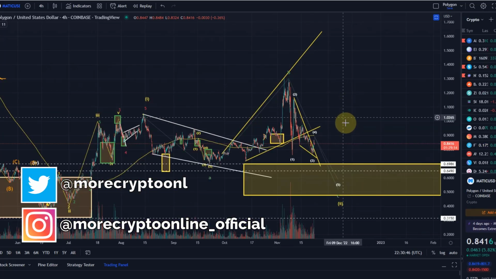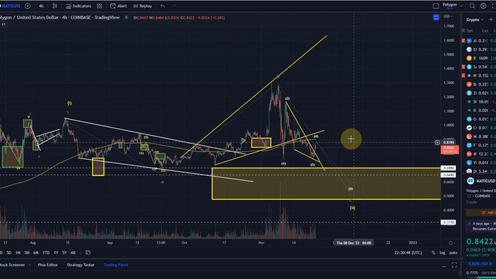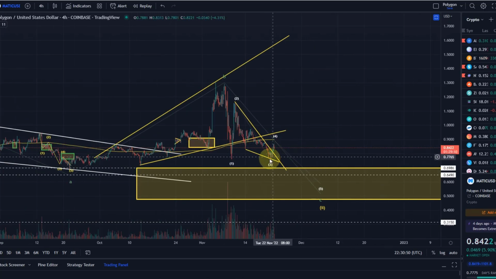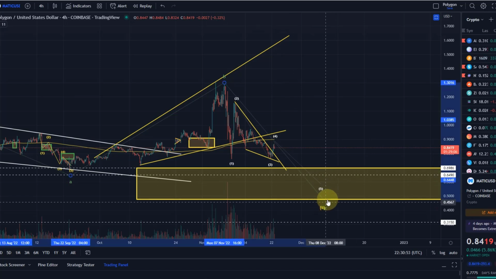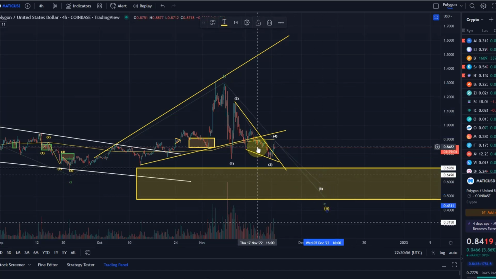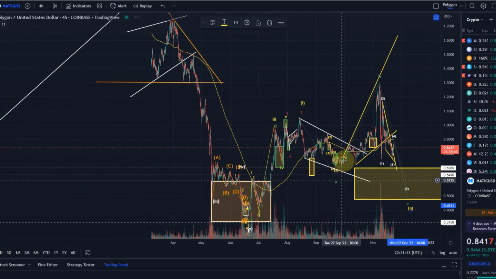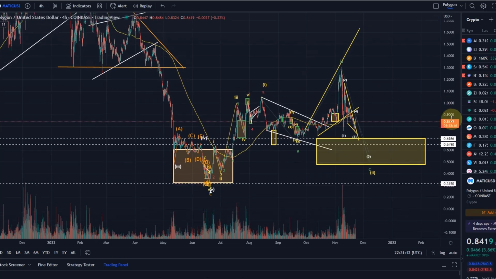So Polygon continues to follow the expectation here. In the last video we talked about an upcoming wave 4 in this larger C wave of 2, and this has started. I mentioned to you, if we break out above this descending trend line, that's probably when this wave 4 will have started. I think we're doing this wave 4 at the moment, and after that we could sell off in wave 5. So in this video I want to talk to you about the different scenarios.